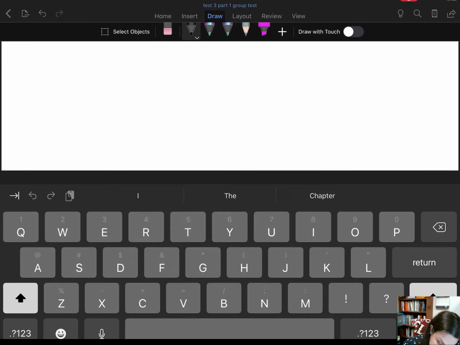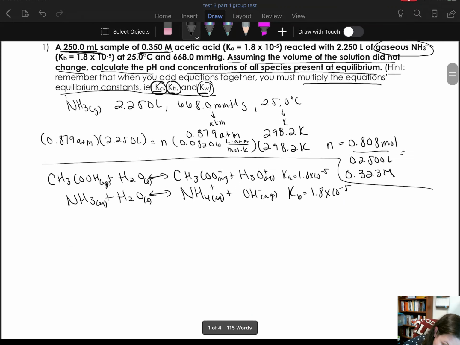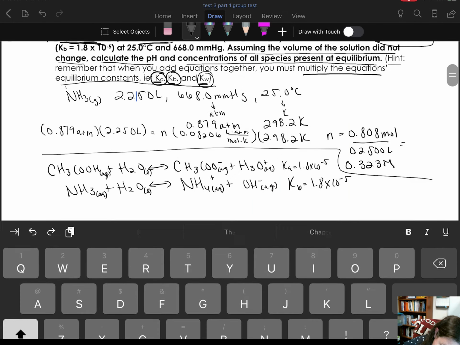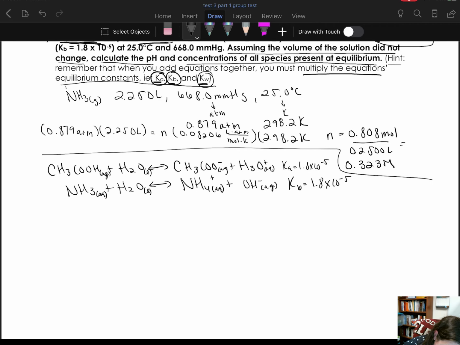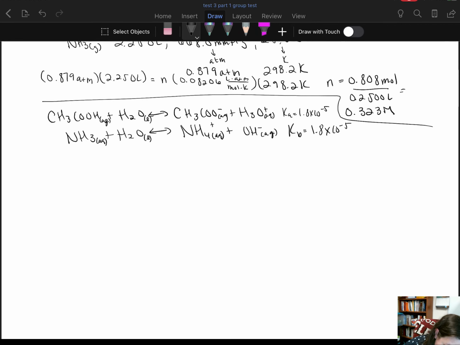Excuse me. So I'm going to take OH minus plus H3O plus, which reacts to produce water. And this has a K equal to 1 divided by our Kw.